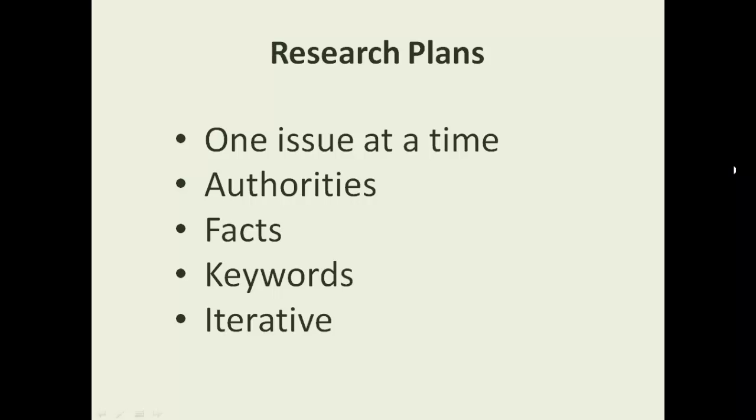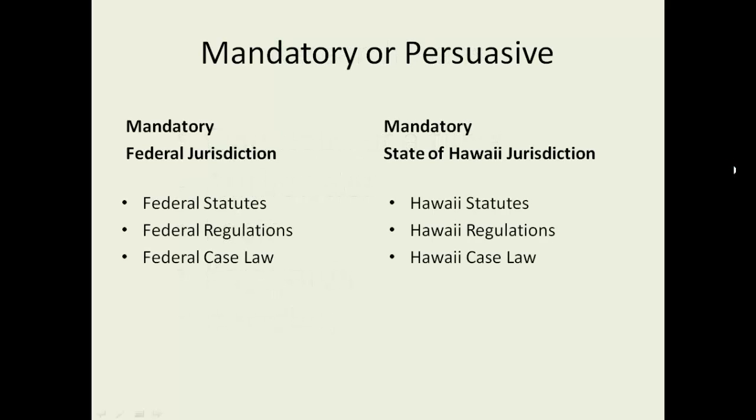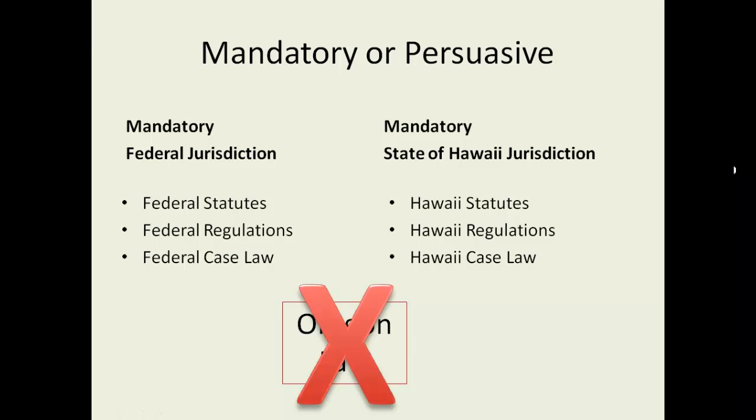taken care of. When developing your research plan, it is also a good idea to identify what primary authority is mandatory for your legal issue and what is persuasive. Mandatory authority just means that the legal issues in a jurisdiction must adhere to the law of that jurisdiction. For example, in Hawaii, federal and Hawaii statutes and regulations are mandatory authority. Oregon statutes and regulations are not.